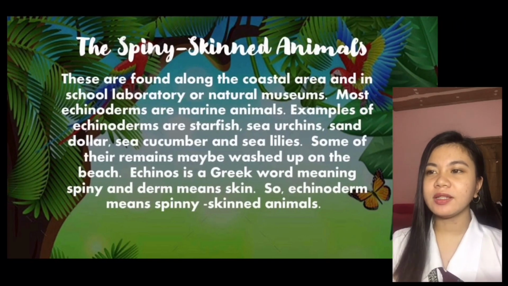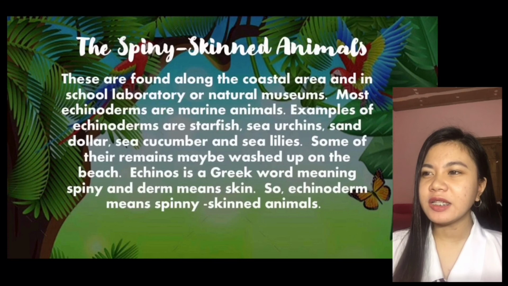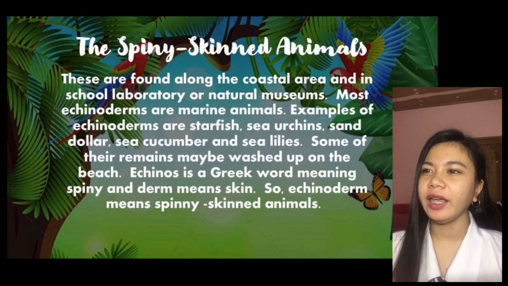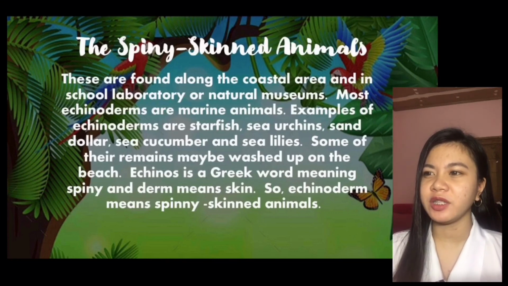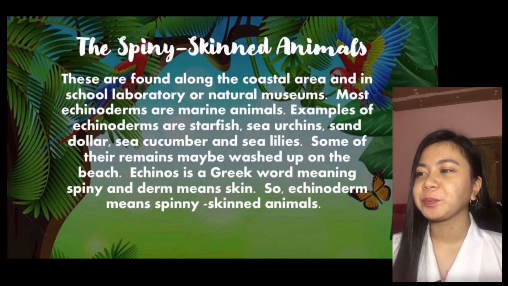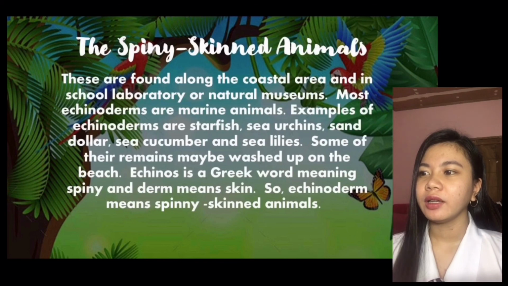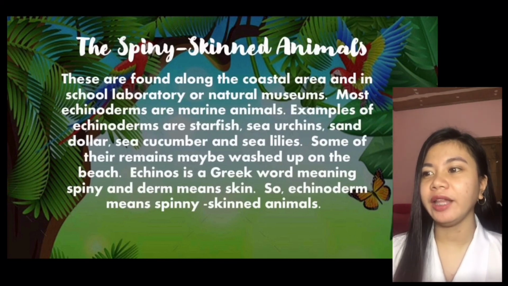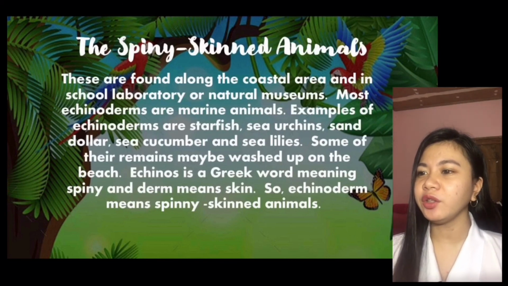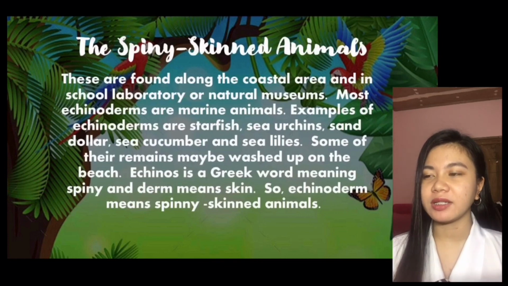The next one is the spiny-skinned animals. These are found along the coastal area and in school laboratory or natural museums. Most echinoderms are marine animals. Examples of echinoderms are starfish, sea urchins, sand dollar, sea cucumber, and sea lilies. Some of their remains may be washed up on the beach. Echinos is a Greek word meaning spiny and derm means skin. So, echinoderm means spiny-skinned animals.